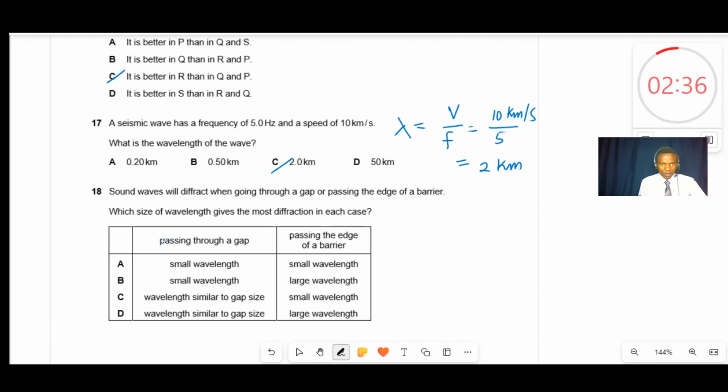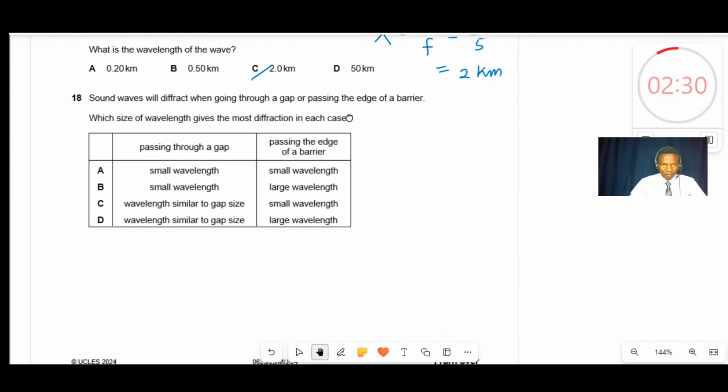All right, question 18. A sound wave will diffract when going through a gap or passing the edge of a barrier. Which size of wavelength gives the most diffraction in each case? Now, passing through a gap. So if you have this, passing through a gap, what is the standing rule? Once we know the thickness, the aperture, this is a, and then you know the wavelength of the incoming wave.